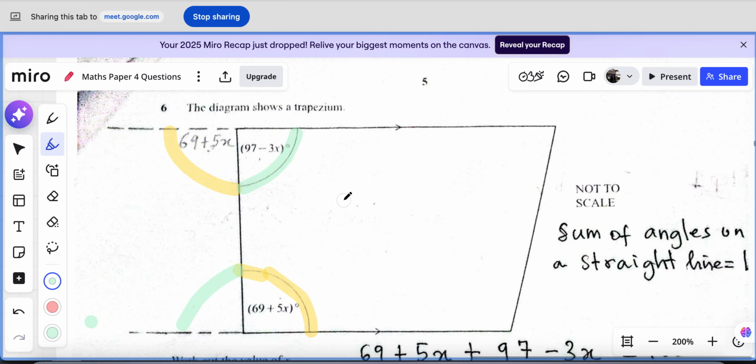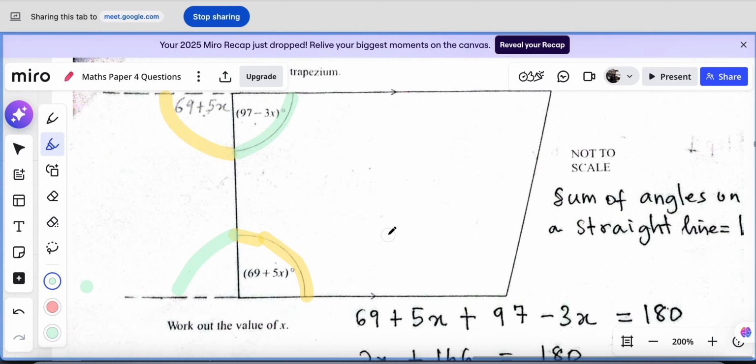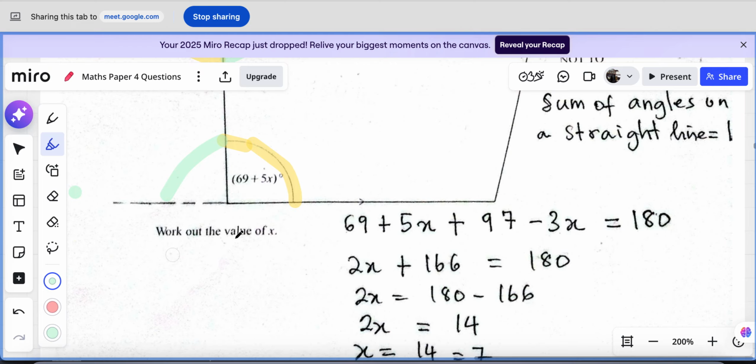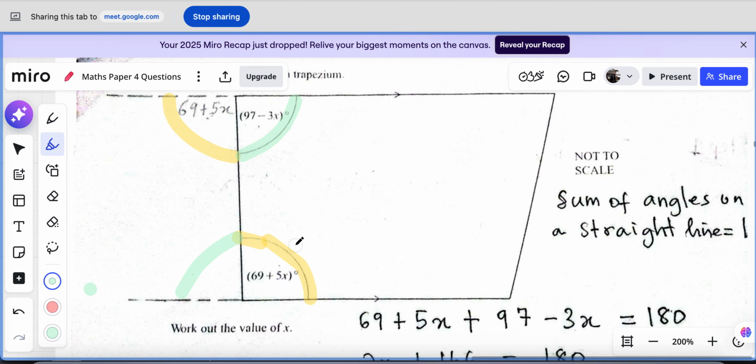Now let's see what the question wants from us. Let's read what the question wants. It says work out the value of x. The question just says work out the value of x, which makes it easy for us.